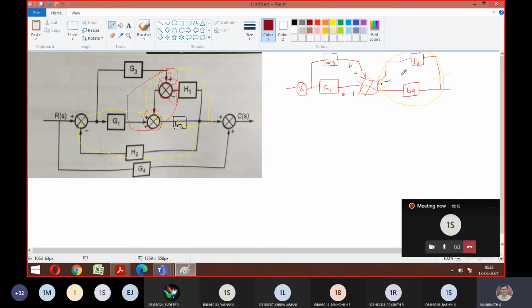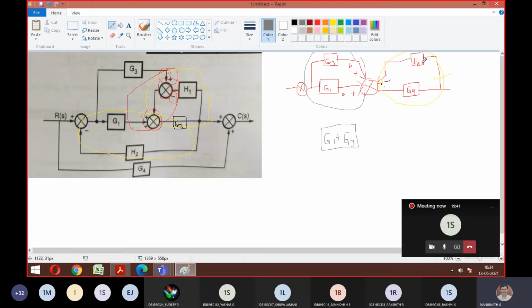So now what are the possibilities to reduce this technique, guys? Now what will happen to my G3 and G1? This combination becomes what? Parallel. So this two combination, I'm going to make it as one block. What is the formula? G1 plus G3. Good. So this becomes one block now.